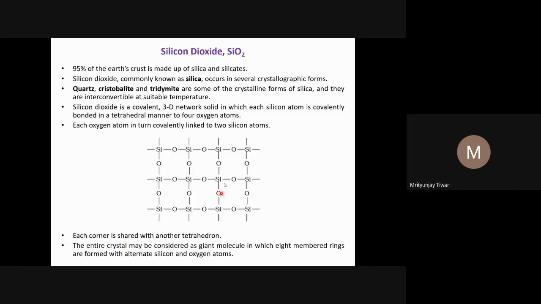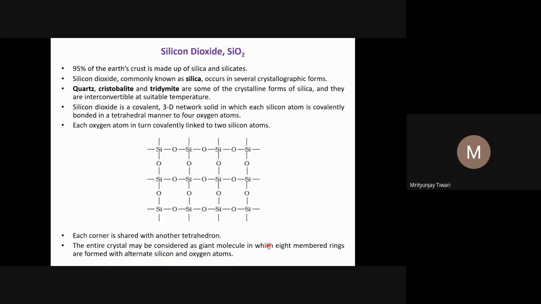This is the eight-membered ring, in which four silicon atoms and four oxygen atoms are involved in forming this ring. So this is an eight-membered ring where silicon and oxygen atoms are alternately arranged. Silicon forms four covalent bonds with four oxygen atoms, and oxygen can form a maximum of two covalent bonds with two silicon atoms. So again, I'll repeat this.